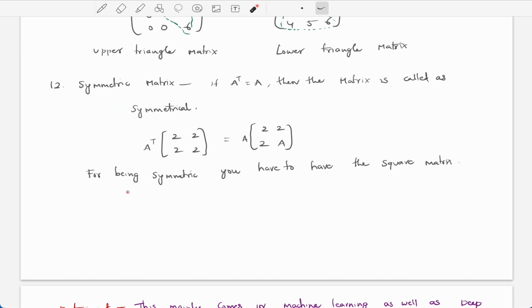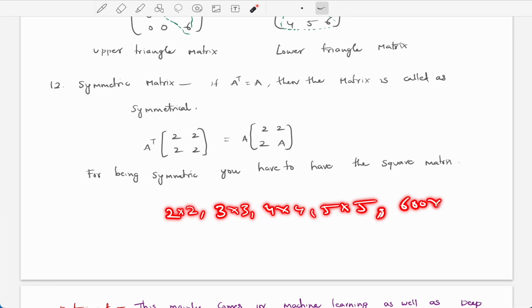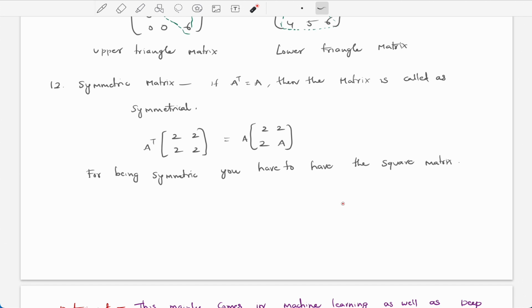For being symmetric, you have to have a square matrix. We can't do it with a rectangular, horizontal or vertical matrix. We must have a square matrix, like 2 into 2, 3 into 3, 4 into 4 and 5 into 5 dimensions. Even in our problem set we have 600 into 600 matrices, bro. I cannot draw those here, so in our computer, with the help of amazing libraries, we do it in a snap.